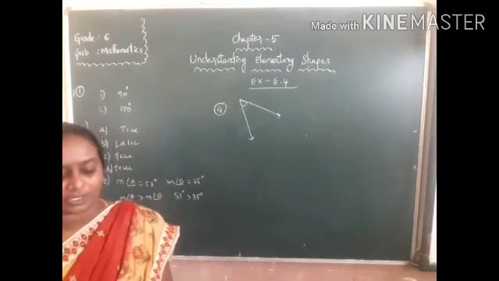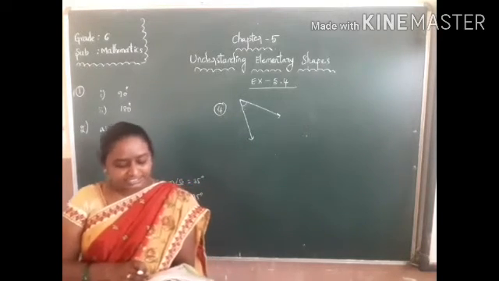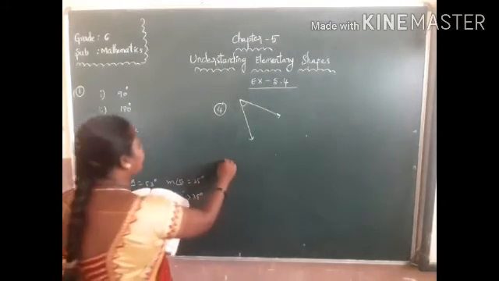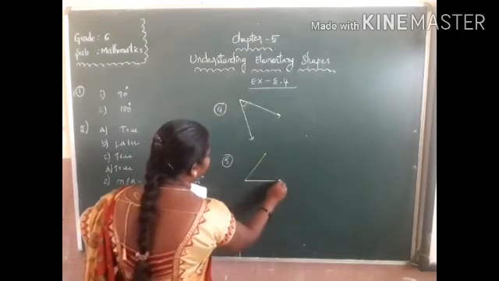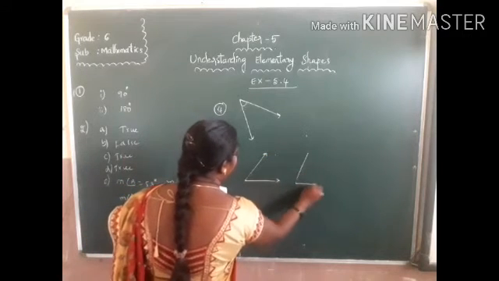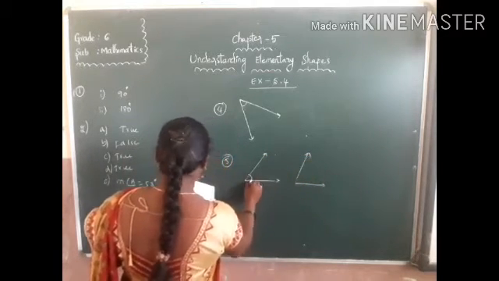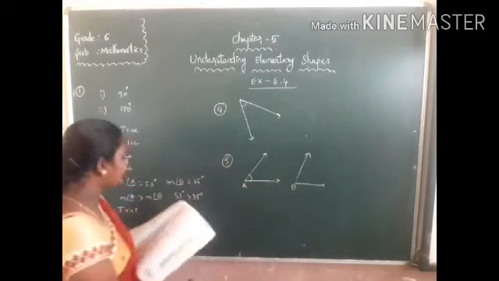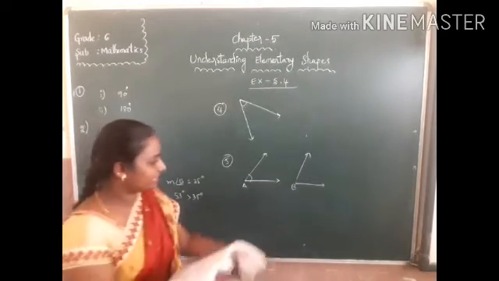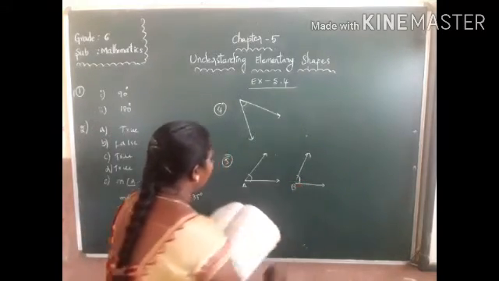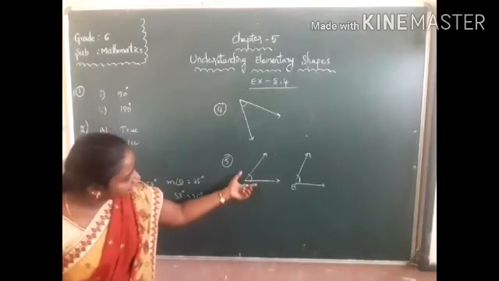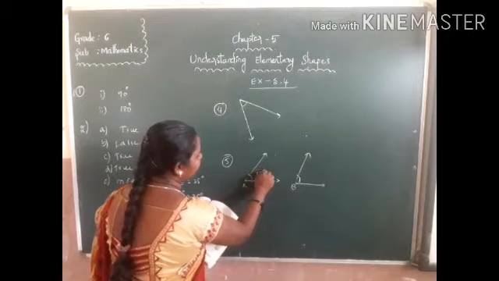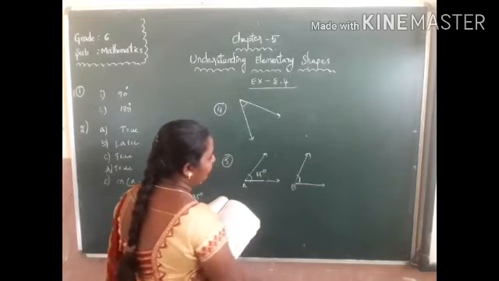Which angle has a larger measure? First estimate and then measure. So which angle is larger? Here two angles are given, angle A and here angle B. Estimate first how much angle it contains. Approximately we can say it is 45 degrees by estimation. It is the measure of angle B.